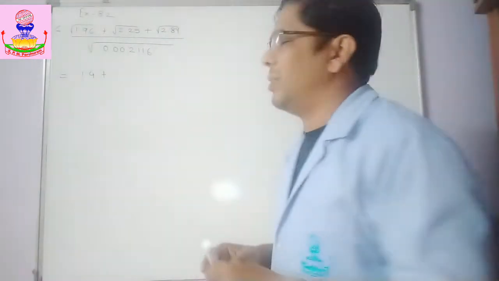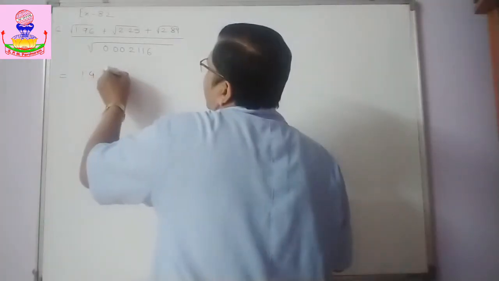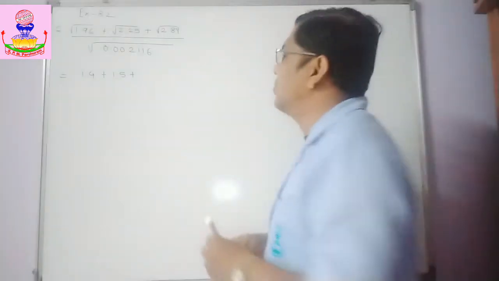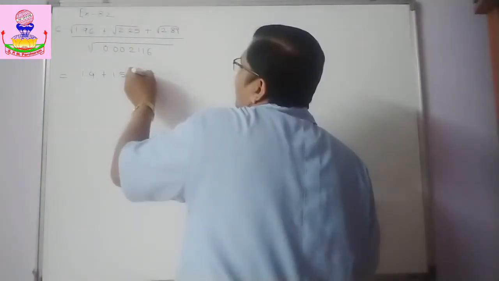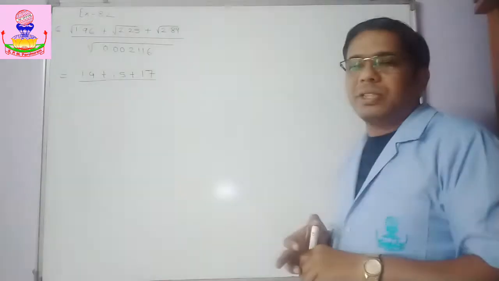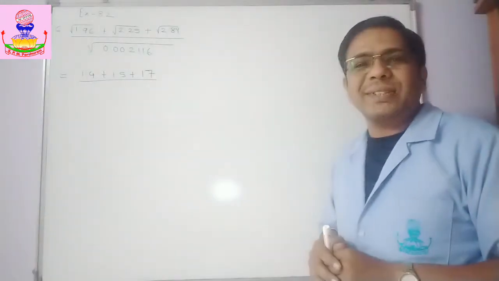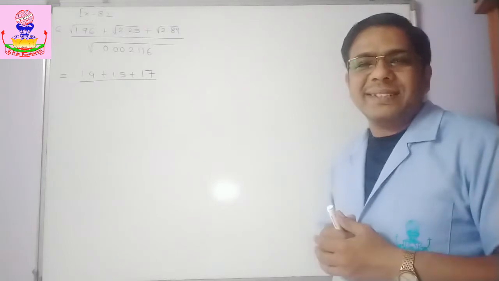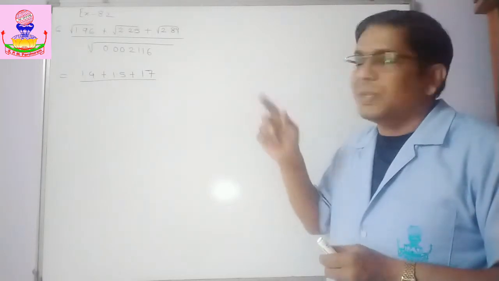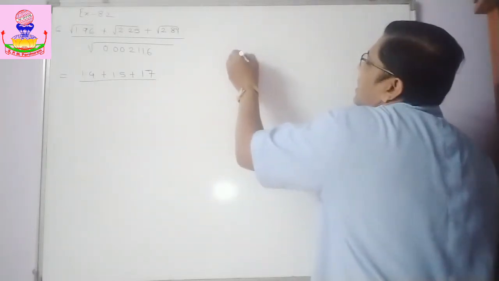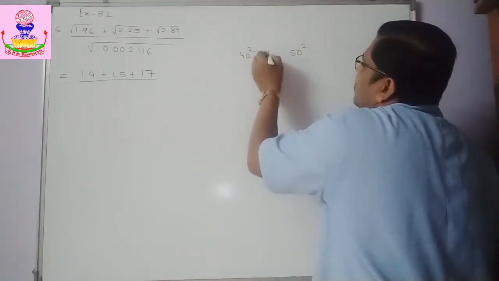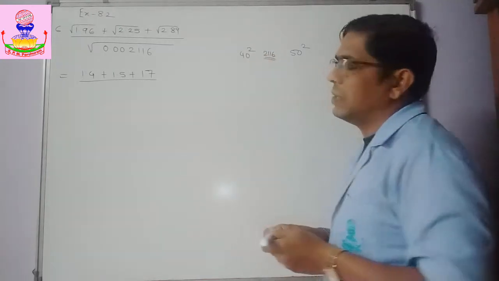Then square root of 2.25: definitely 15 squared, so 1.5. And square root of 2.89: 17 squared is 289, so 1.7. Now I don't know the square root of 2116, so we use the approximation method. 30 squared is 900, 40 squared is 1600, 50 squared is 2500. The given number lies between 40 squared and 50 squared.